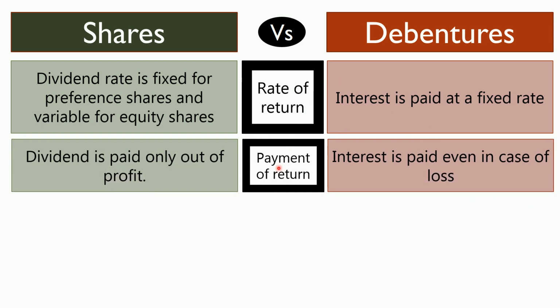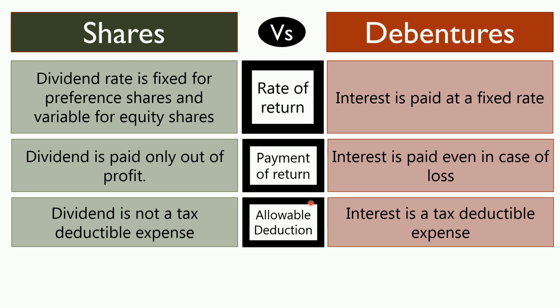Payment of return. Dividend is paid to the shareholders only out of profits. That is, if in a certain year the company has not made profits, then in that year dividend is not paid to the holders. But in case of debentures, the interest is paid to the debenture holders even in case of loss. So they have nothing to do with the profit level of the company.